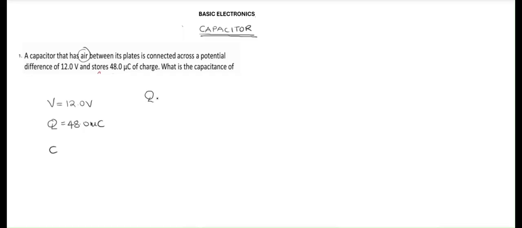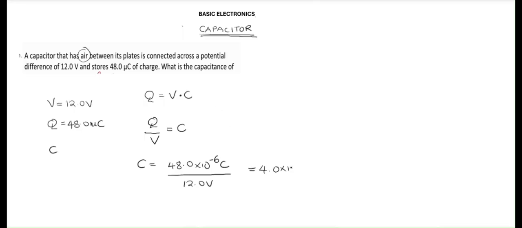So we know that charge is equal to the voltage multiplied by the capacitance. So capacitance is equal to charge stored over voltage applied. The capacitance will be equal to 48.0 by 10 to the power negative 6 coulombs over 12.0 volts. 48 divided by 12 is 4, so we are going to get 4.0 by 10 to the power negative 6 farad, or 4 microfarad. And so this is the capacitance of the capacitor.